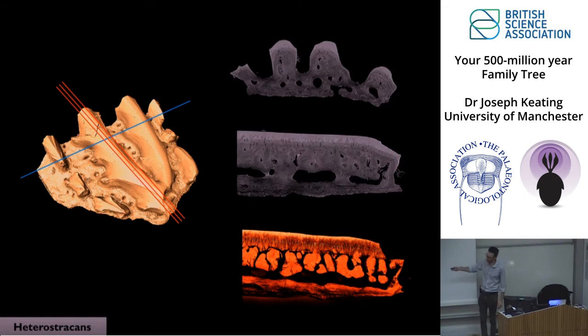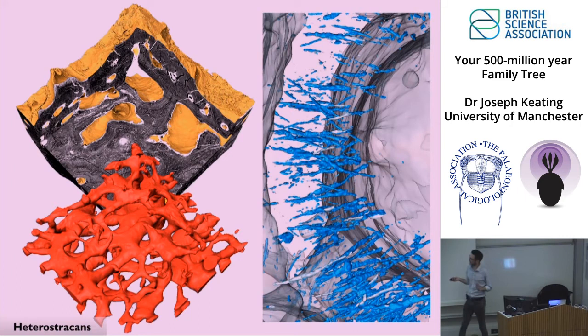We can even extract more detailed and more intricate structures from these scans. So this is a model produced by filling in the spaces inside the bone, and this models the vasculature, the blood vessels that would have run through the scales and the bone. And these blue things, which are only one or two micrometers in width, so a tenth of a millimeter, are collagen fiber bundles, so mineralized bits of protein that help build up your skeleton.